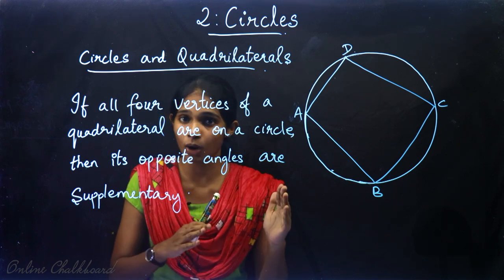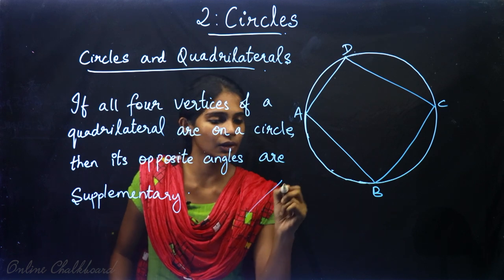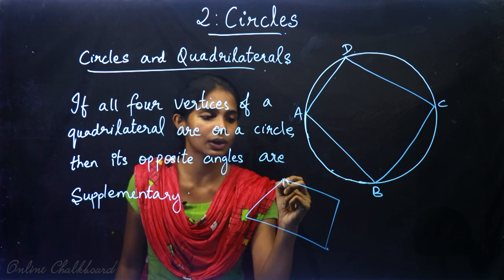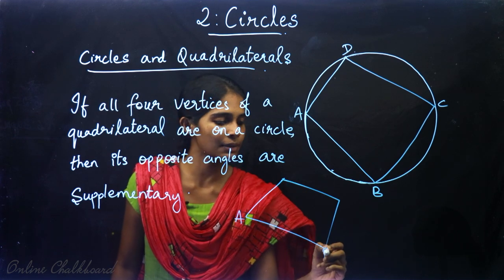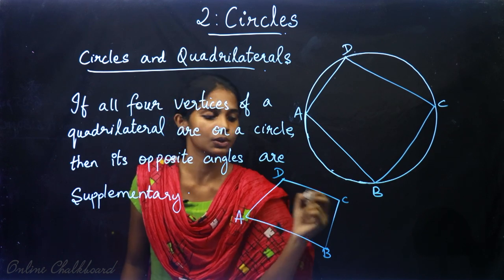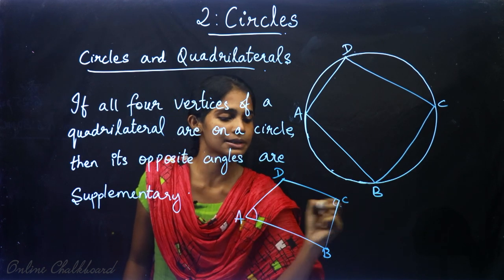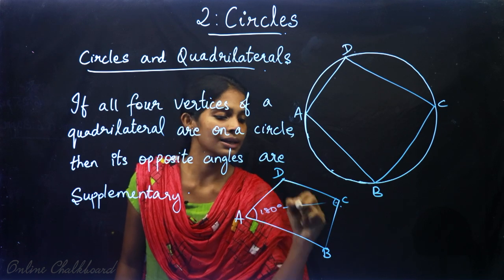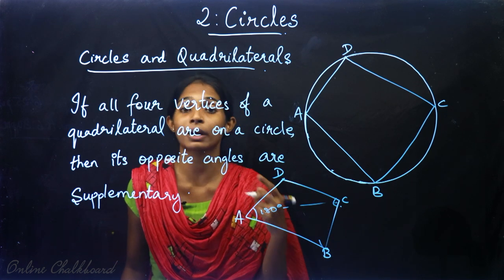Suppose we are having a quadrilateral. Suppose we are given a quadrilateral like this. And suppose we are told that the opposite angles of this quadrilateral ABCD are supplementary, that is, angle A plus C is equal to 180 degrees and angle B plus D is also 180 degrees.